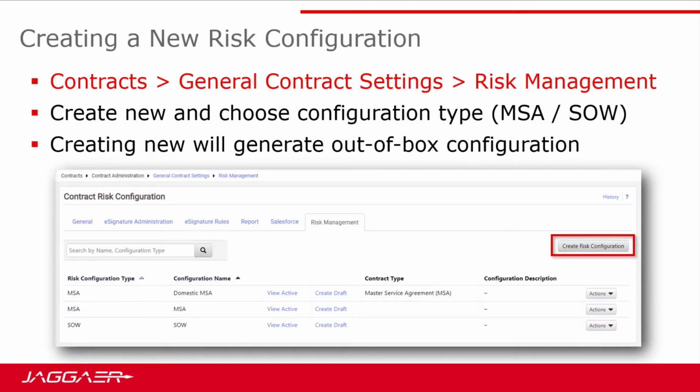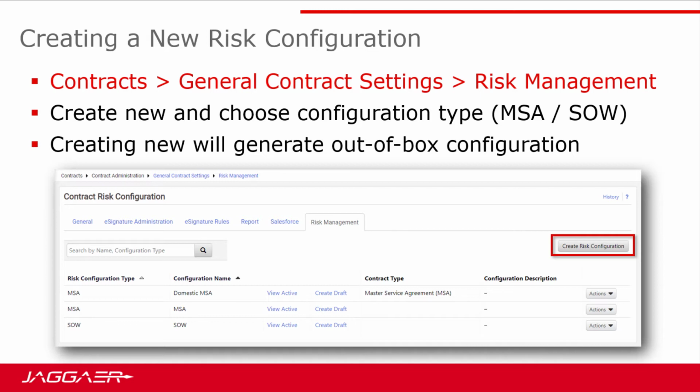If you've met those requirements, then you'll be able to create a new risk configuration by navigating to Contracts, General Contract Settings, and the Risk Management tab. Here, you will see a list of your existing risk configurations as you accumulate them. You can create a new one by selecting the Create Risk Configuration button, and then choose a configuration type. Is this going to be for MSAs or SOWs?